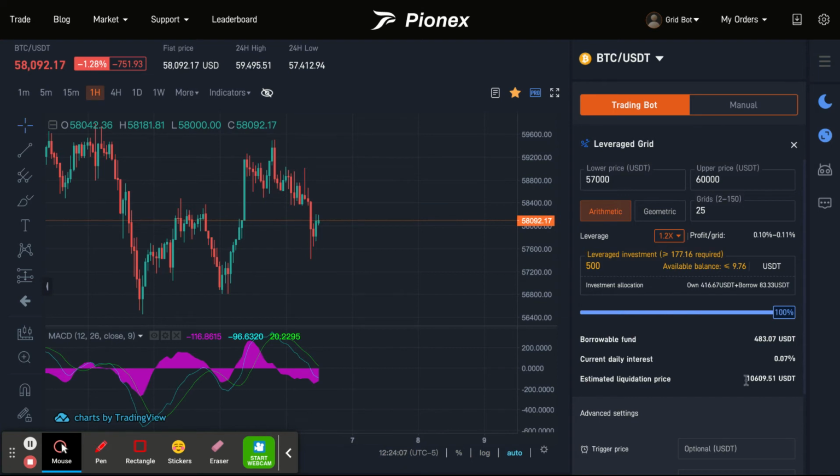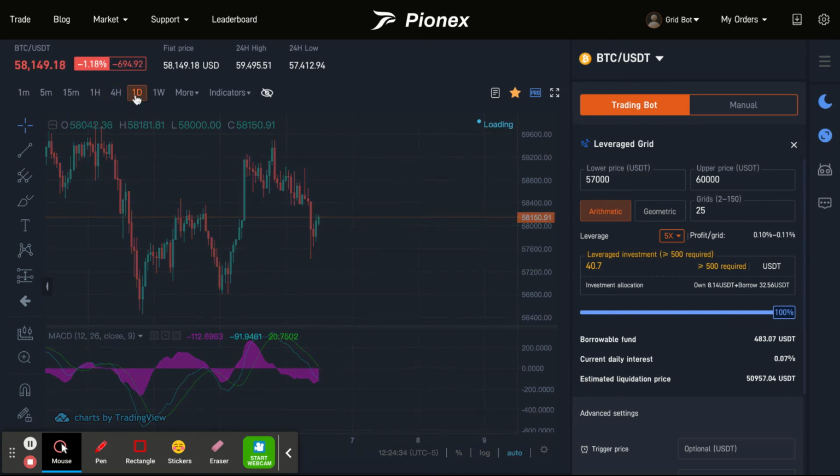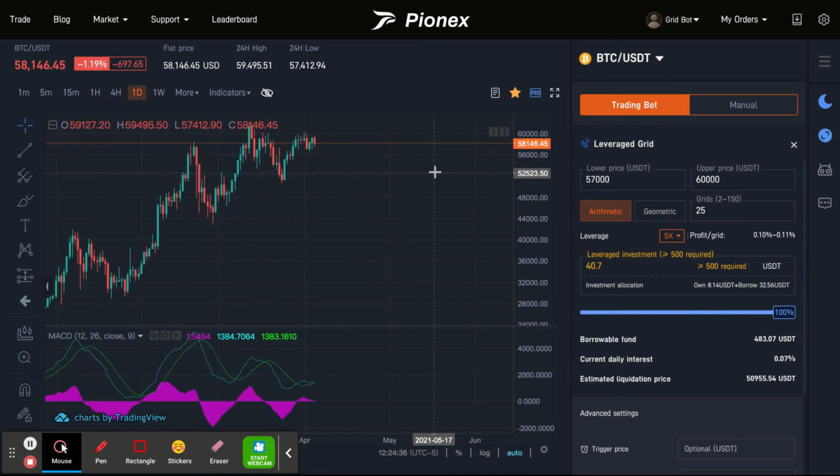Now, the reason why I'm wanting to bring this up is because most of the time when people first start out, they say, "Oh boy, I could end up doing 5 times and I could end up making some bank." You are correct, 100%. However, as you start changing these things, if you do 5 times, look at your new liquidation price, 50.95. Let's look at a day. 50.95. That's right here.